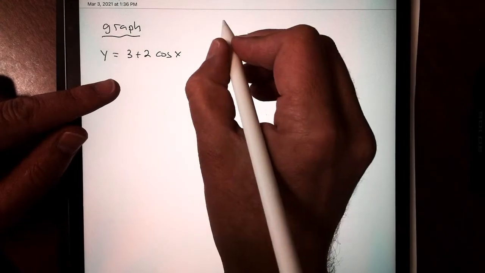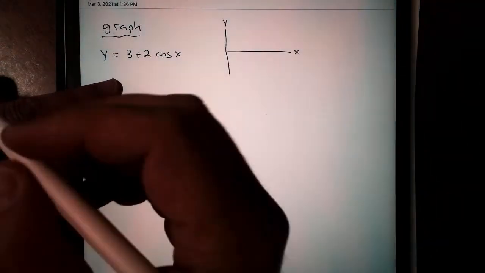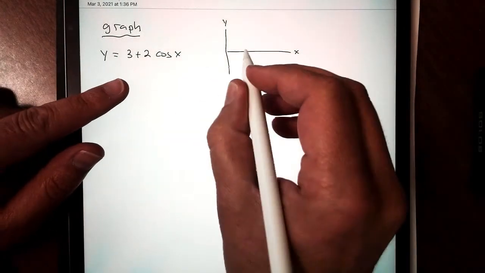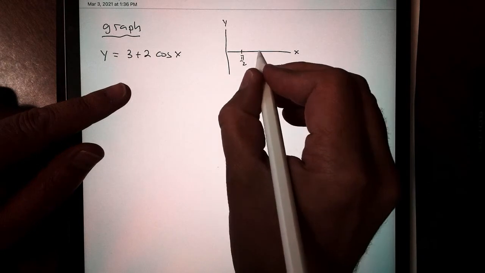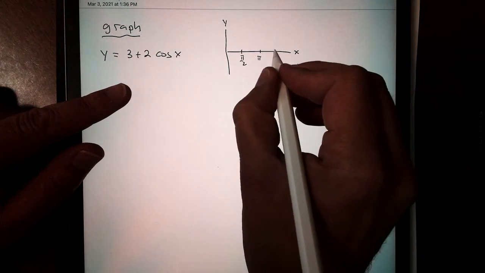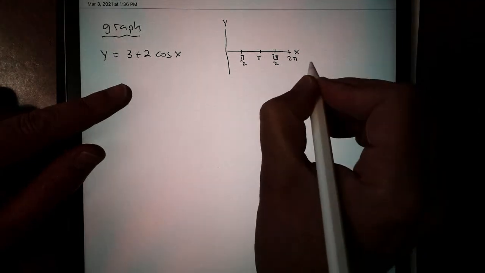Now, we're going to keep it really simple in here. We're not going over those pi over 6s and things like that. So we're going to keep it simple. We're just going to graph the quadrantals: 0, pi over 2, pi, 3 pi over 2, and my favorite mathematical wrapper, 2 pi.